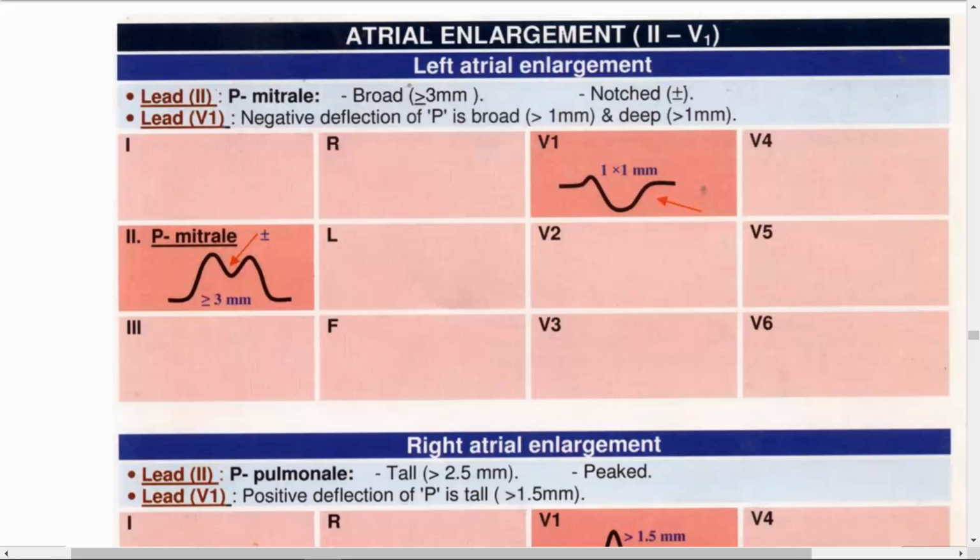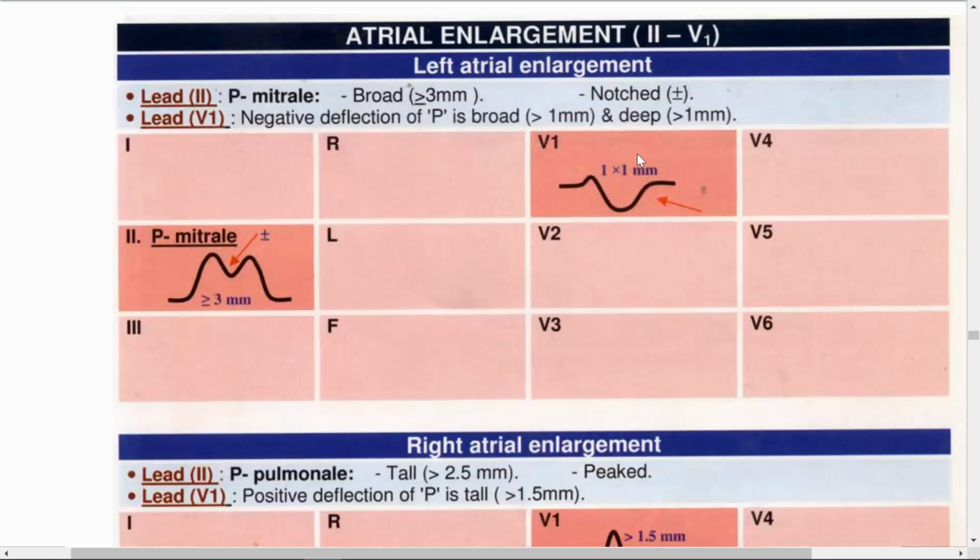This is in lead 2, plus or minus a notch. A notch is not a must. If there is a notch, it will be M shape. If there isn't a notch, it will also be left atrial enlargement, but without a notch. So the notch is optional, not mandatory.